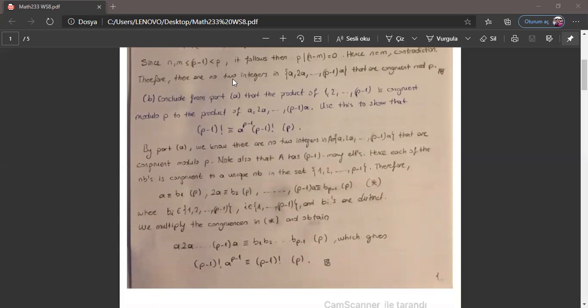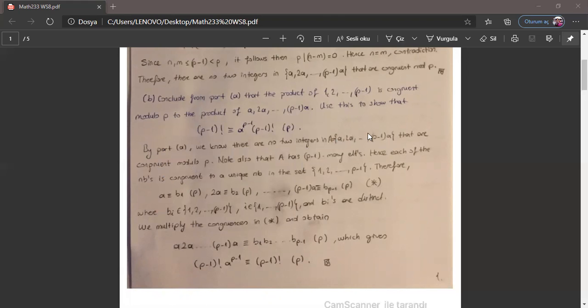Now we will conclude from a that the product of these numbers is congruent modulo p to the product of these numbers. Now we will use this statement to show this congruence after that. Now, by the previous parts, we know that no two integers among them are congruent modulo p. Now, we also know there are p minus 1 many numbers in this set.